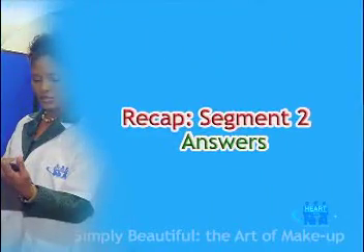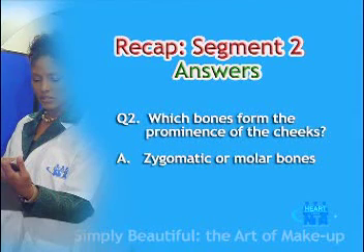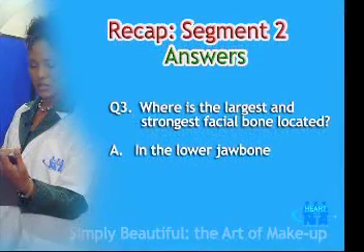Here are the questions that were posed at the end of the previous segment. Check yourself against the answers given. Name the bone that forms the forehead. The answer, the frontal bone. Which bones form the prominence of the cheeks? The answer, zygomatic or molar bones. Where is the largest and strongest facial bone located? Answer, in the lower jawbone.